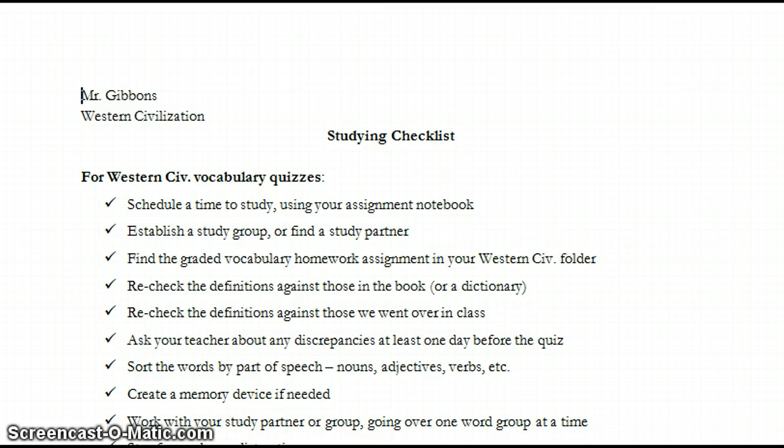Next, I would sort the words by part of speech. There'll probably be between 15 and 17 words in each unit. Maybe sort these first with the nouns, then the adjectives, then the verbs, and so on, just so you know what you're working with. It will vary from unit to unit whether there are more nouns or verbs or other parts of speech.